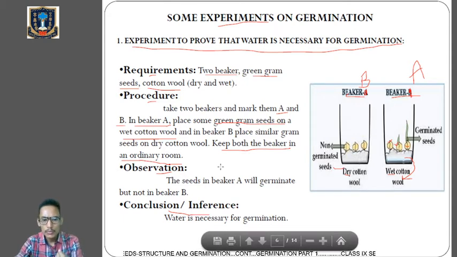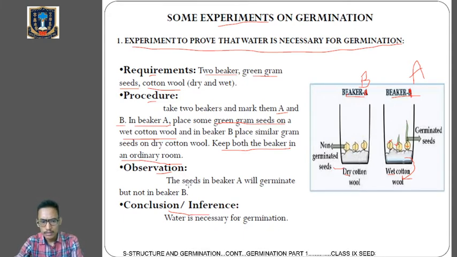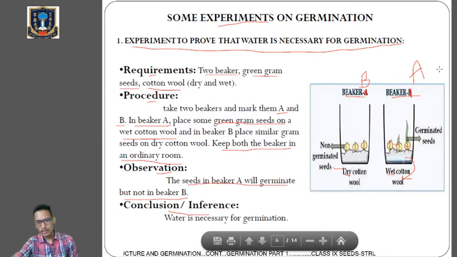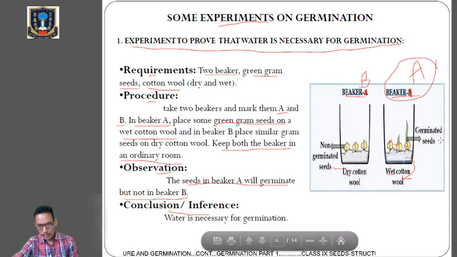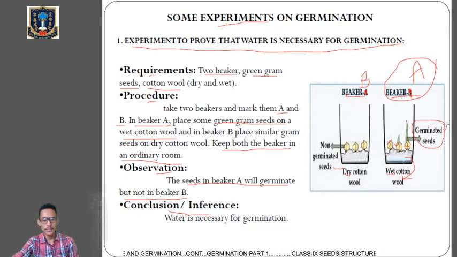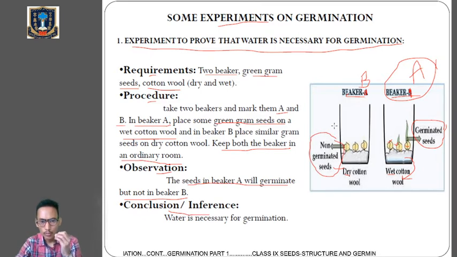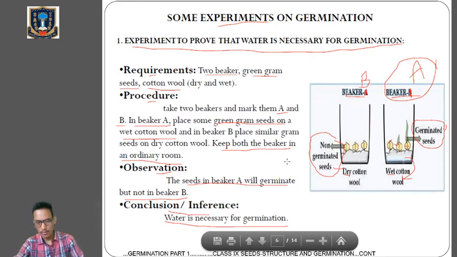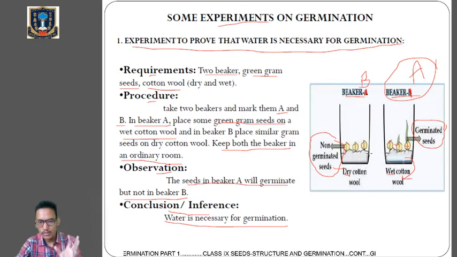Now what will we observe? After a few days we can say that the seeds in beaker A will germinate, but not in beaker B. That means the seeds in beaker A will germinate, but the seeds in beaker B will not germinate. Why? Now what will be your observation, your conclusion or inference? Your inference will be water is necessary for germination, because without water the seeds cannot germinate.